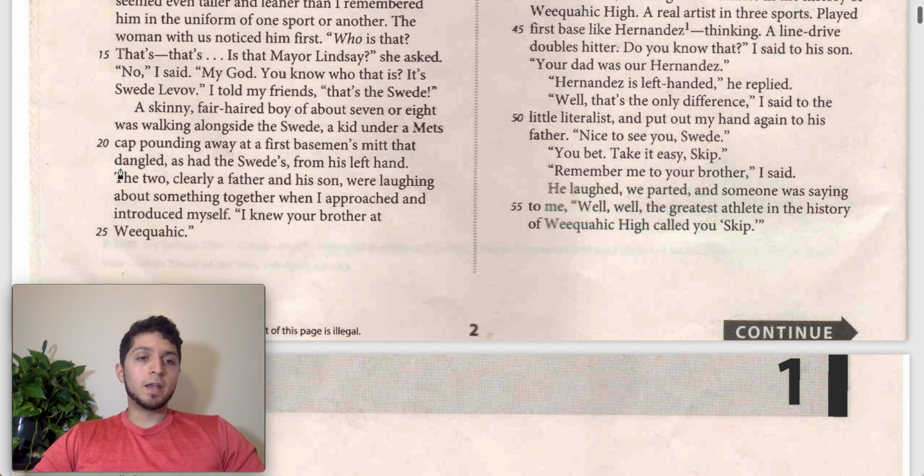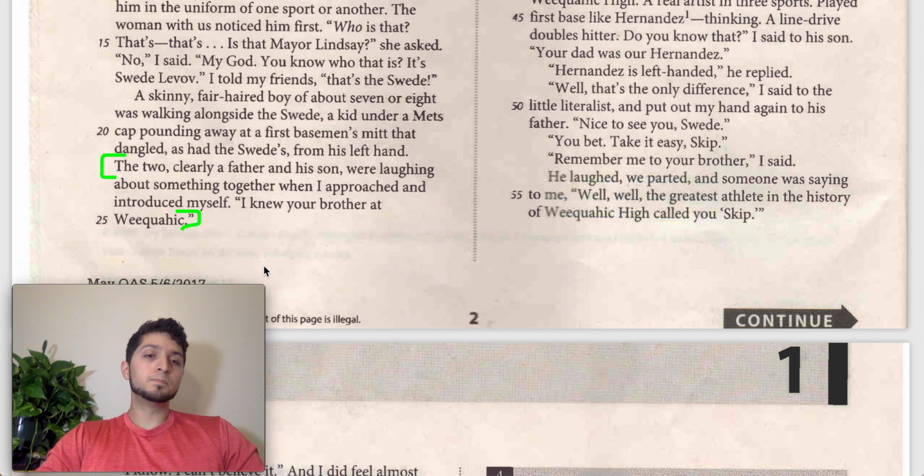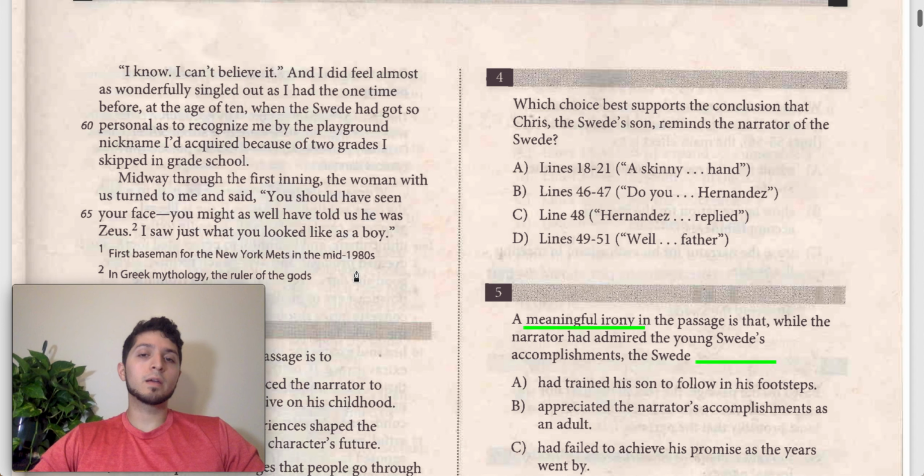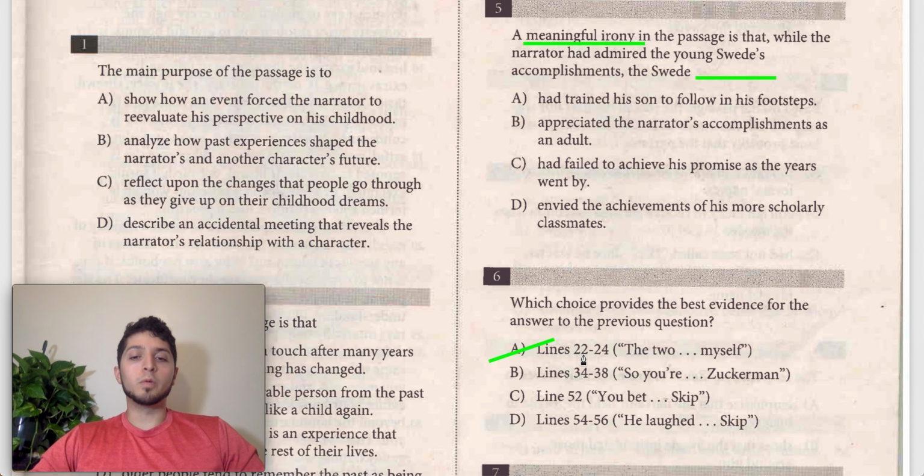That's right here, where the two, clearly a father and his son, were laughing about something together when I approached and introduced myself. I knew your brother at Wequakic. So this is the first meeting, where the narrator is introducing himself to the Swede. I don't really see anything in here that would qualify as a meaningful irony. There's nothing that would reverse an expectation that I have. All it is is the narrator going up to the Swede and saying, hey, I knew your brother at Wequakic. So I don't think this is a really good answer choice for what we're looking for.